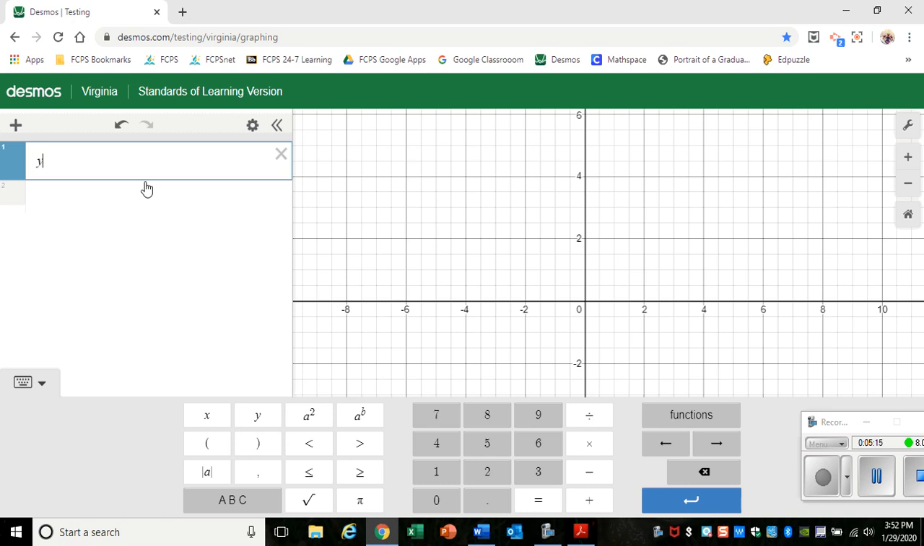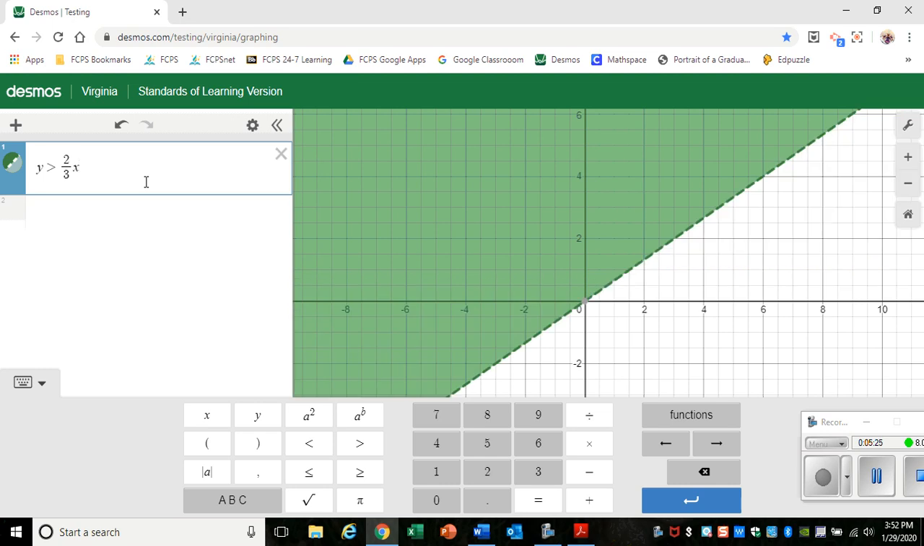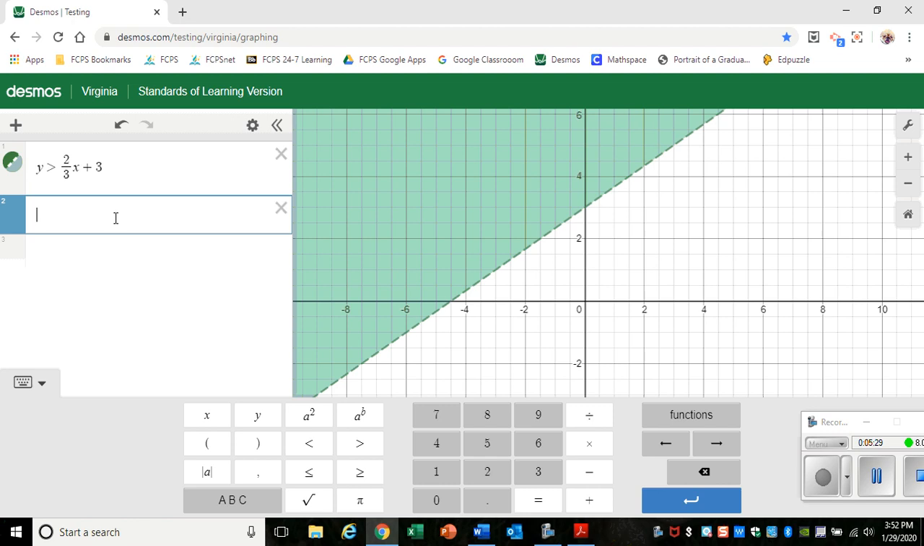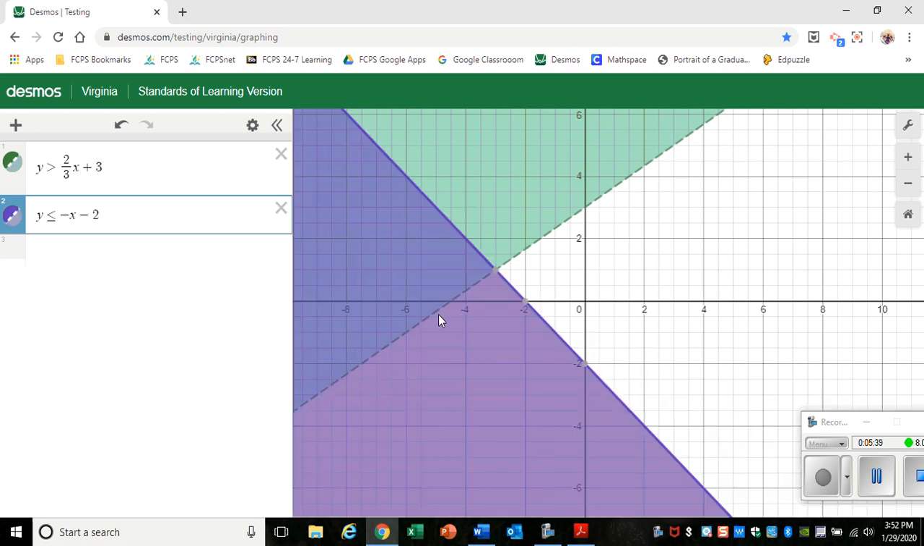So now we're going to move on and do number 2. So y is greater than 2 divided by 3 x plus 3. And then the next one is y is less than or equal to negative x minus 2. And then we're going to see this graph. One is dotted, one is solid.